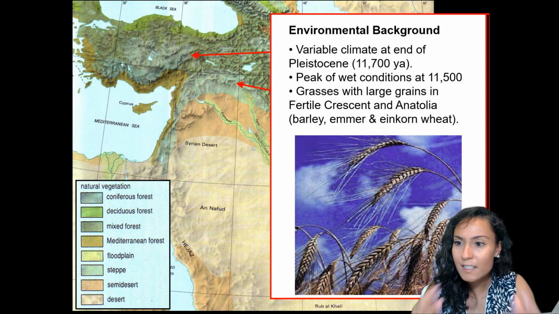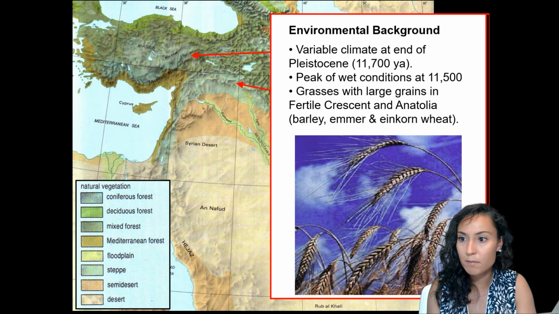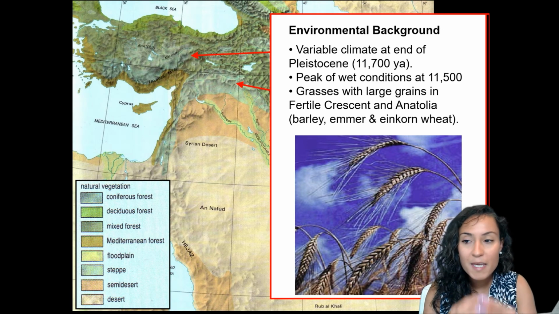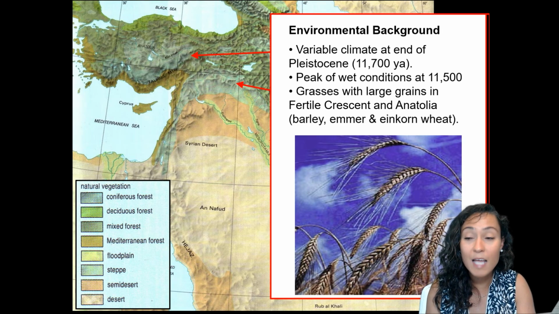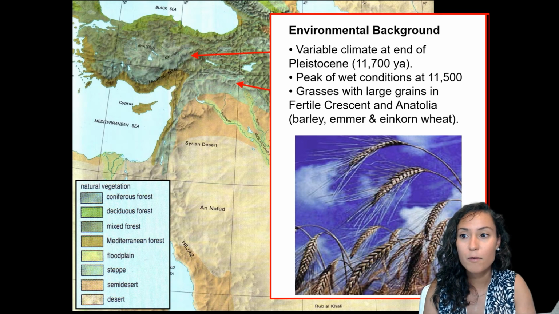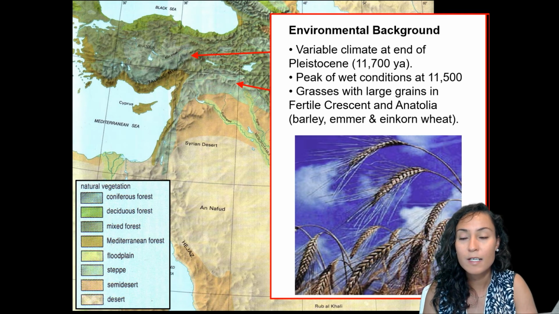So in the Fertile Crescent, during this time period, we have a pretty variable climate at the end of the Pleistocene. We have peak wet conditions happening about 11,000 years ago. And with these peak wet conditions, we see the proliferation of large grains throughout this area, throughout the Fertile Crescent, as well as Anatolia, things like barley, emmer, and wheat, which later become domesticated.